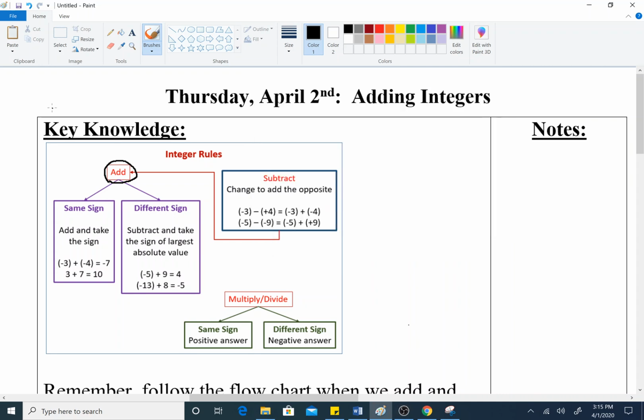Hey Griffin, so today is day 4. We're going to work on adding integers, okay? Remember, integers are whole numbers, positive or negative, okay? So whole numbers, positive or negative.